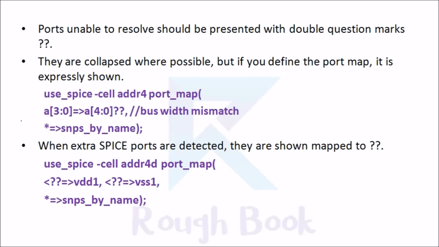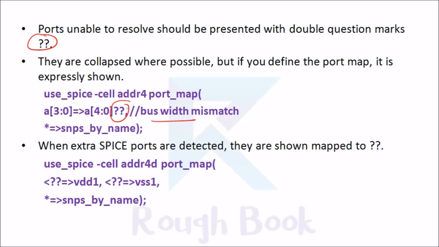Whenever ports are unable to resolve, they are presented with a double question mark. They are collapsed where possible, but if you define the port map, it is expressly shown as use spice. You can see the double question mark. This is used when the ports are unable to resolve. This is a bus width mismatch, so that's where you use the question mark.